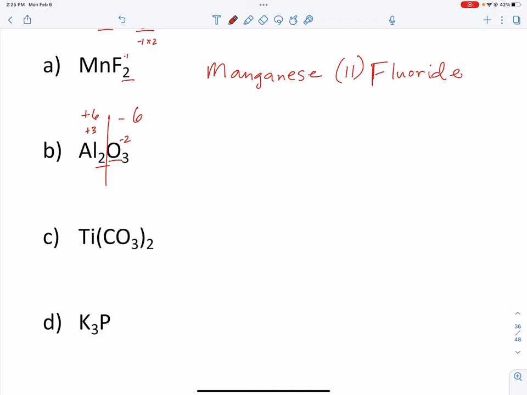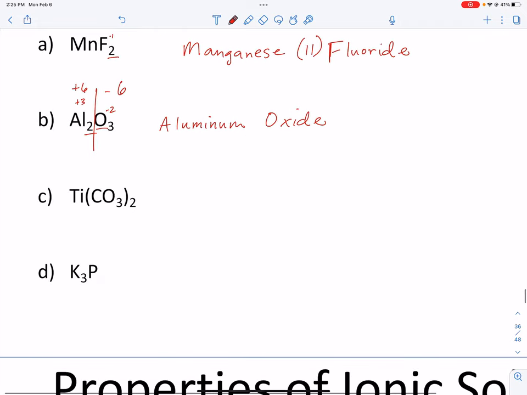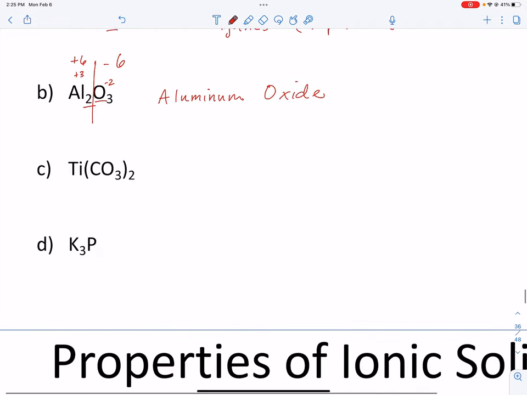But anyways, we don't have to do really all this math. All we're going to write is the name of this compound, aluminum oxide. We don't have to do all this math because we already know the charge on aluminum, and so we don't need to indicate it in the name. We don't need Roman numerals because, again, aluminum's not a transition metal. So aluminum oxide is the name there.